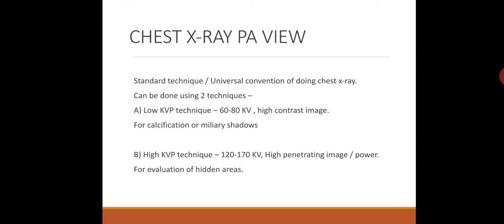It can be done using two techniques, low kVp technique and high kVp technique. In low kVp technique, we use 60 to 80 kilovolt, a high contrast image is obtained, and low kVp technique is useful for calcification or miliary shadows. In the high kVp technique, we use 120 to 170 kilovolt. There is a high penetrating image. The penetrating power is high, and this is used for evaluation of hidden areas.